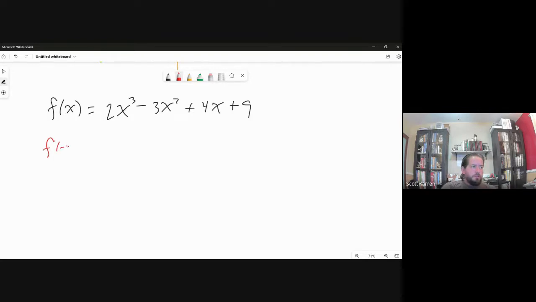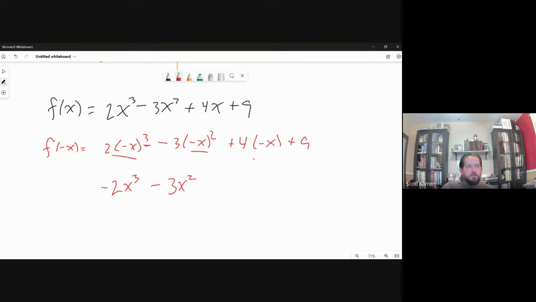So f of negative x is equal to 2 times negative x to the third minus 3 times negative x squared plus 4 times negative x plus 9. On the odd part here, the negative in the odd power pulls out, so this is negative 2x to the third. On the even power, it doesn't, because the square kills it, so this is still minus 3x squared. And then the single power does come out, so that's minus 4x and plus 9.